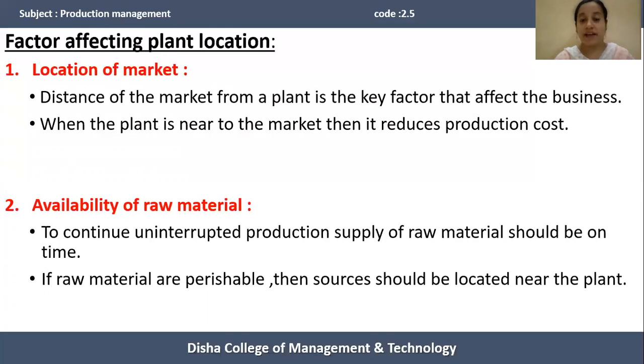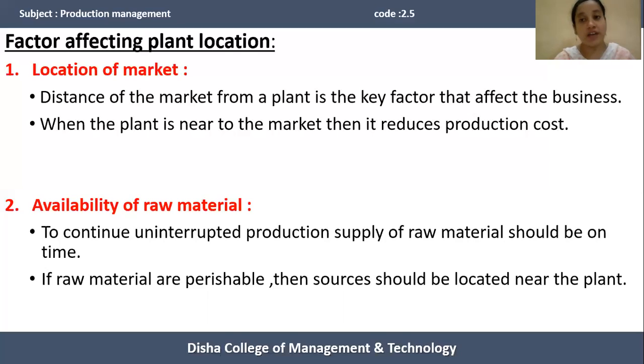So the distance of the market from the plant is a key factor that affects the business. How does the distance of the market affect the plant's efficiency, or increase the cost of production of the firm? If the market is far away from the plant, then the firm has to send the goods to the market through various media of transportation. That unnecessarily increases the transportation cost. And if the transportation cost increases, ultimately production cost increases. And that is the first problem.